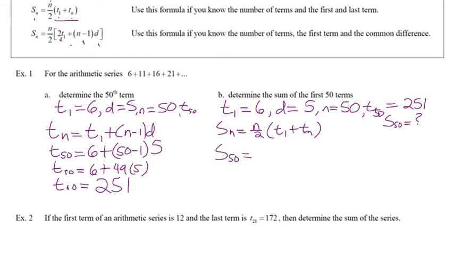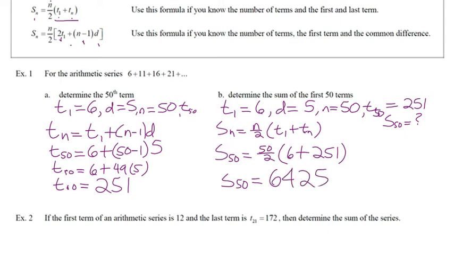So S50 is 50 over 2, T1, 6, plus Tn, which is T50, or 251. So it's 50 over 2 times 257. And that works out to how much? 6425. Thank you. Questions? Concerns? Seeing none? Let's move on. We'll have lots of chance to use the other formula as well, right?